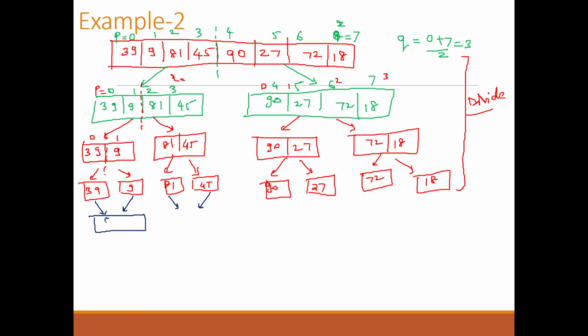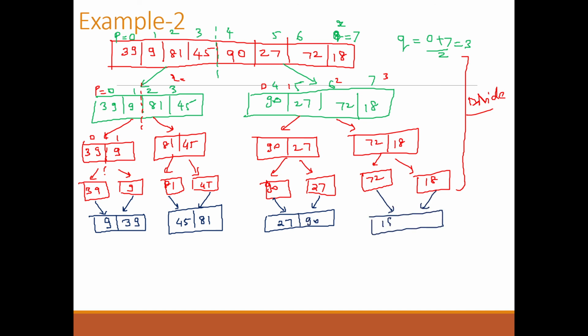So 9 is less than 39. So 9 will be the first element and then comes 39. Again, when you combine these two, 45 will be the first element and then 81. Then we are combining these two, we get 27 and 90. Combine these two, we get 18 and 72.